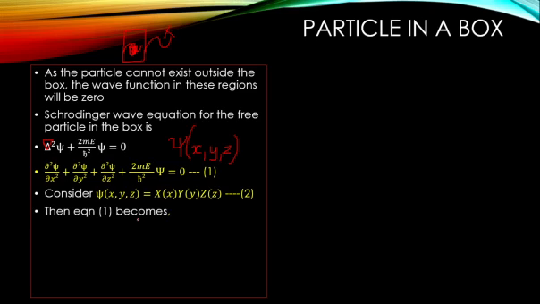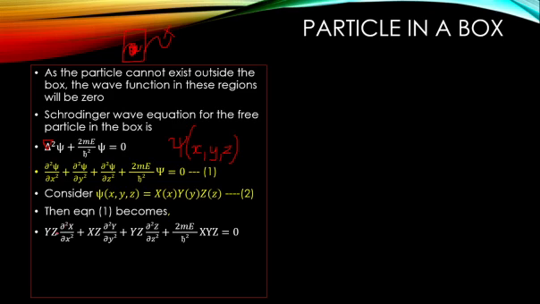Okay, so then equation 1 could be rewritten by substituting psi. You can split it up. So let us write it. Dou square by dou x square. In that case, x is the varying variable, and the only wave function depending upon x is capital X, and the other y and z are constant.